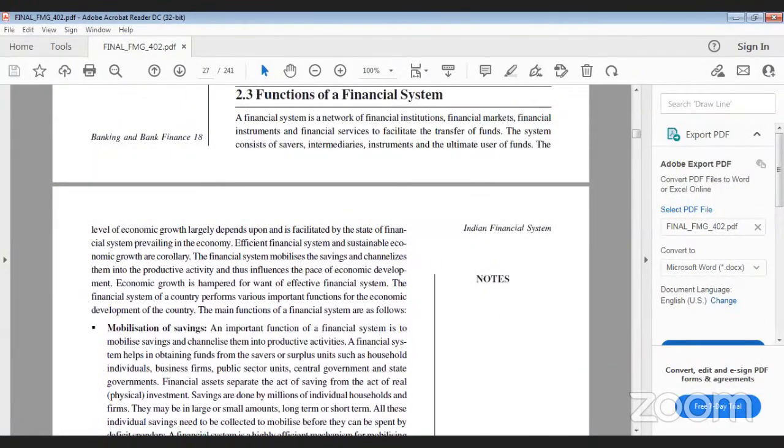These functions are very important from your examination point of view. They ask what the financial system is and what the functions related to it are. So you can explain all these functions in brief.